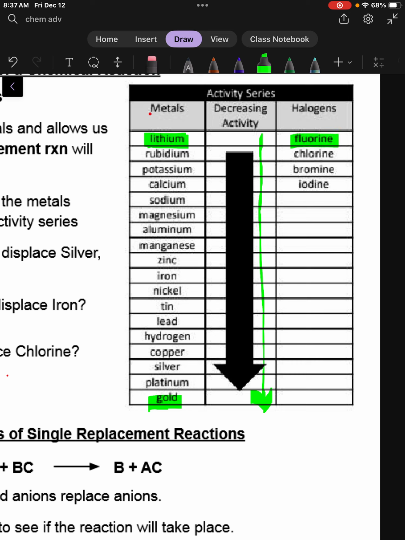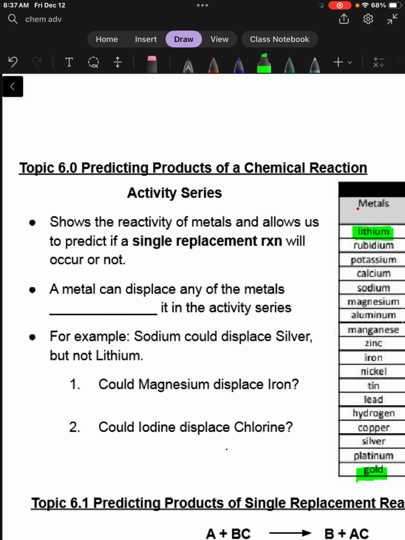So halogens are in exactly the same order as the periodic table: fluorine, chlorine, bromine, iodine. Fluorine is the most reactive and iodine is the least reactive. So we are using the reactivity series to predict whether a single replacement reaction will occur or not.